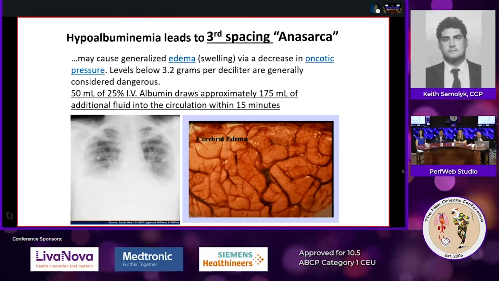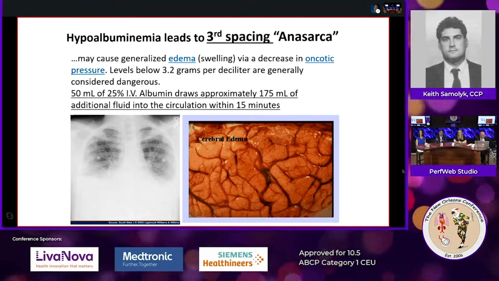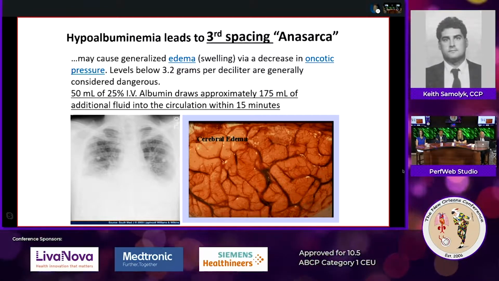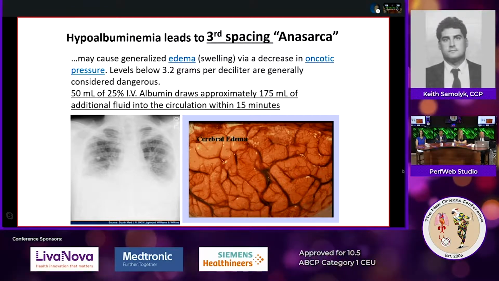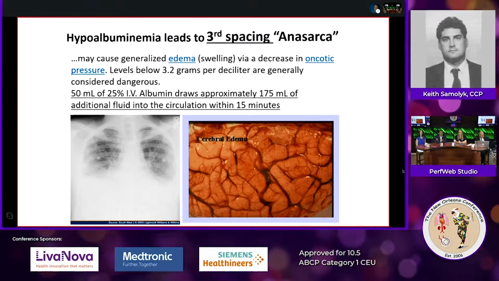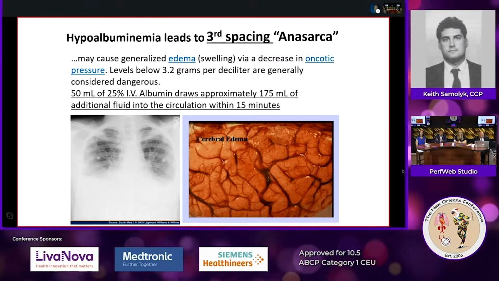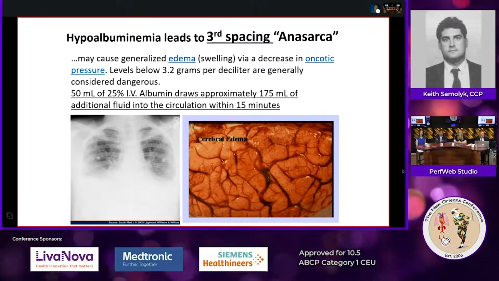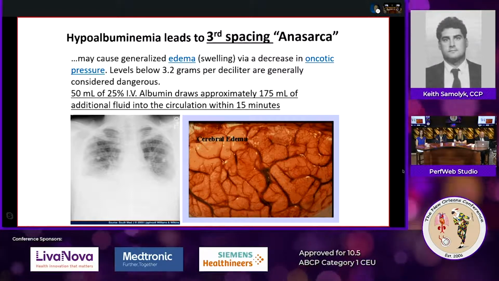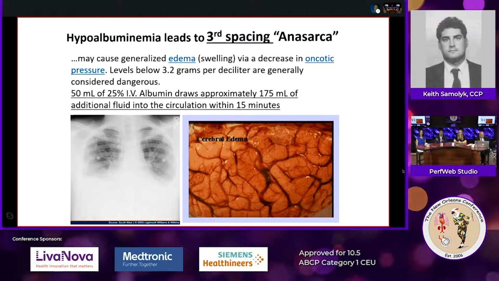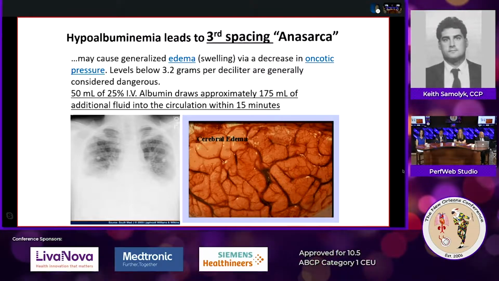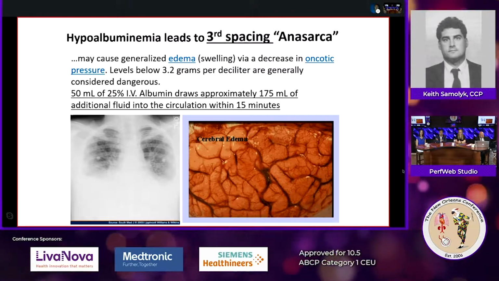So hypoalbuminemia leads to third spacing. Worst case scenario, anasarca. Joe, you were the ones that told me about anasarca. Well, I always saw it. I didn't know it had a name until you told me about it. But basically, it's generalized edema, swelling, very low oncotic pressures. Again, levels below 3.2 albumin are considered dangerous.